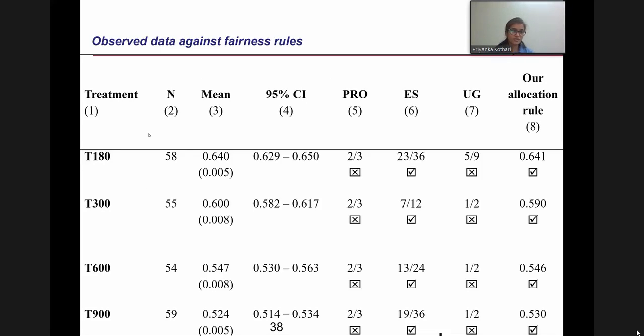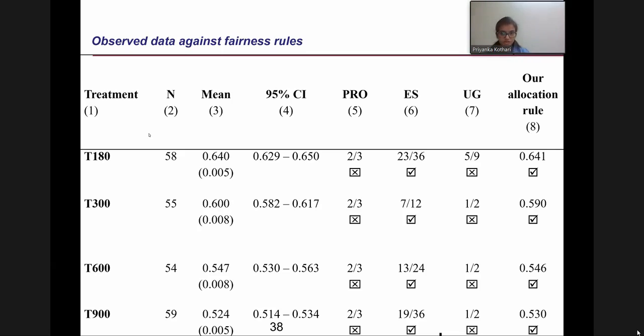So we try to see the observed data against the fairness rules. The first column represents the treatments. N represents the number of bargaining pairs involved in each treatment, and the mean is given in the third column, the observed mean. The fourth column represents the 95% confidence interval around it. And we can see that the 95% confidence interval clearly rejects the PRO solution and UG solution.